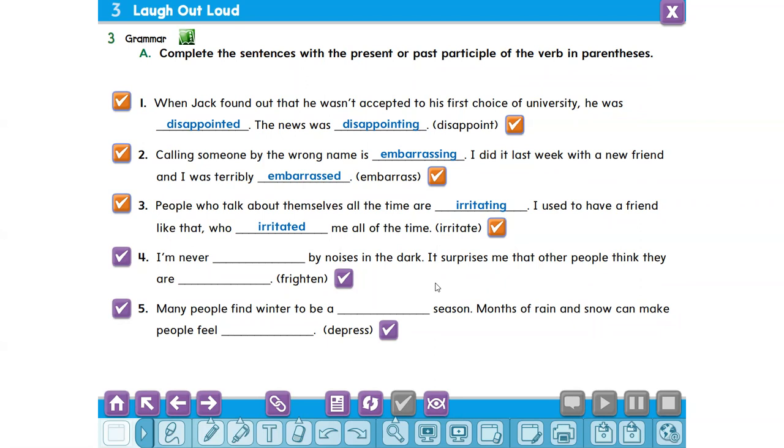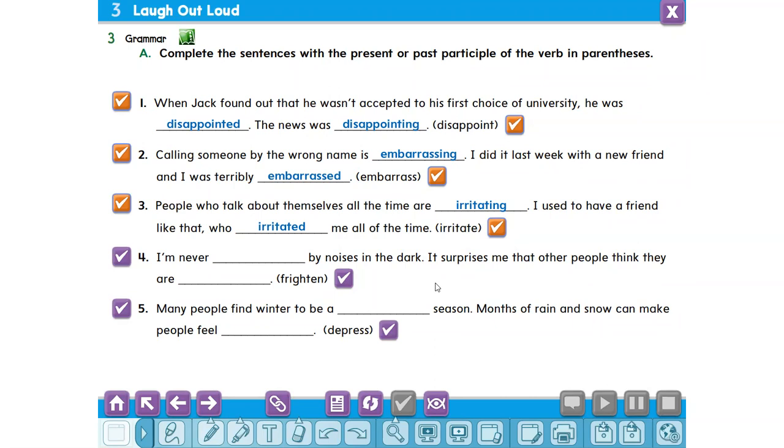Okay, so can you answer? Number four, I'm never by noises in the dark. It surprises me that other people think they are space. In the first space, are we going to describe a person or an animal and how it feels, or we're going to describe what causes the feeling?